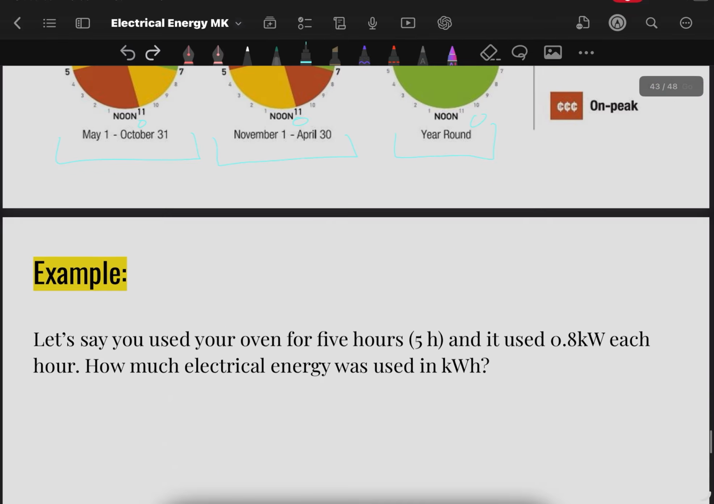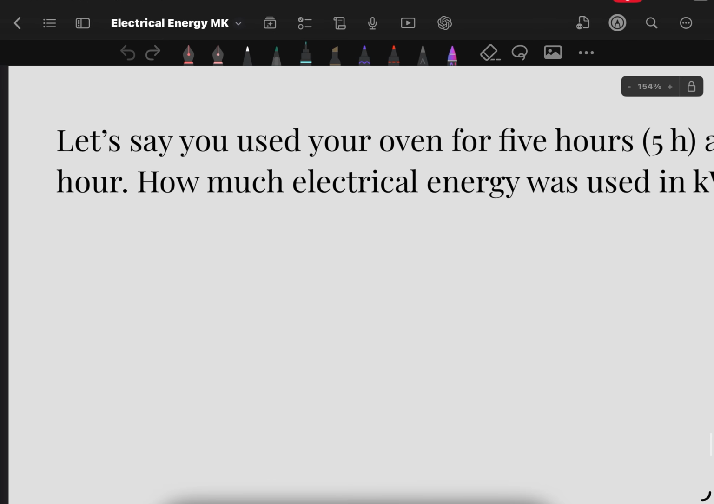Let's say you use your oven for 5 hours and use 0.8 kilowatts each hour. How much electrical energy was used? So let's just go and understand this. We're given that there's 0.8 kilowatts. We're also given that there's 4 hours. And what we need, which is required, is the amount of kilowatt hours.